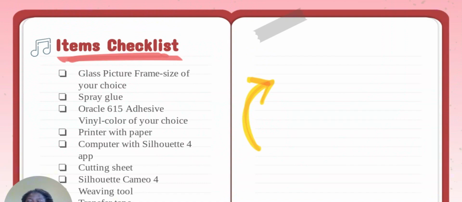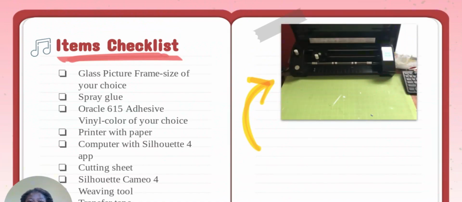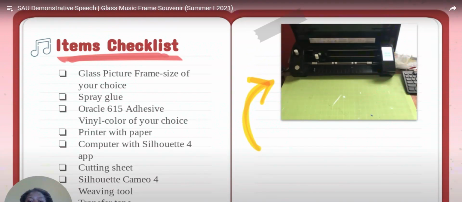You will need a Silhouette Cameo 4, or any Silhouette. It can be an original Cricut that will help too, but in this case, I will be showing you how to use the Silhouette Cameo 4. You will need a weeding tool, transfer tape, and scissors. Here's an example of what my Silhouette Cameo 4 looks like. It's what we'll be cutting with.